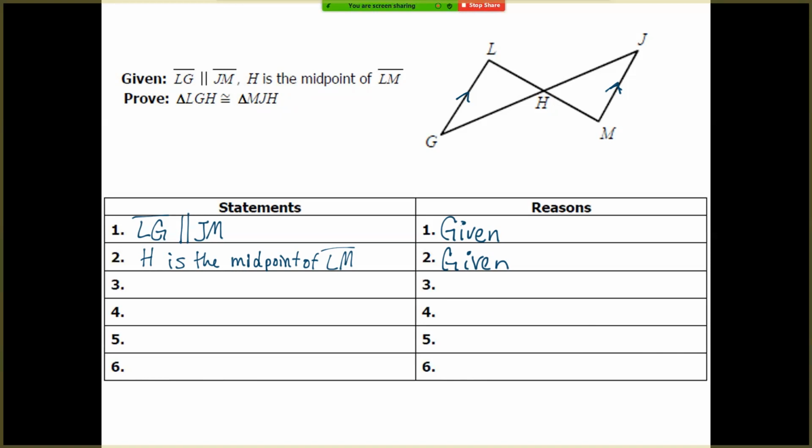I would start off with line 2. If we're given a midpoint, if H is the midpoint of LM, it must be splitting that line segment in half. So I know that LH is congruent to MH.